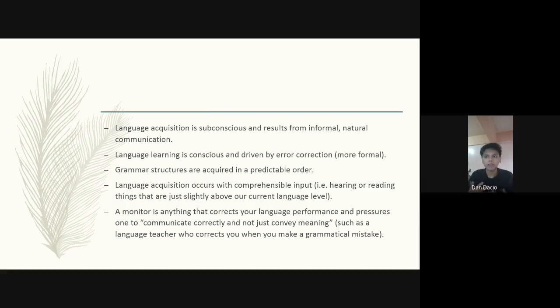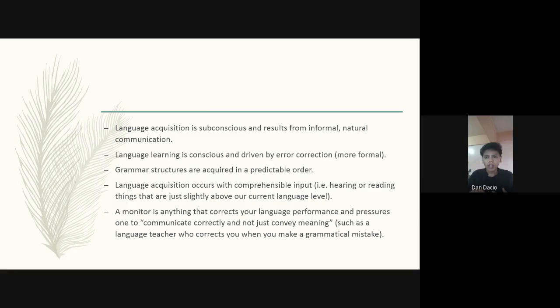So naniniwala siya na pwede tayong matuto through informal and natural communication. Language learning is conscious and driven by error correction. So parang, as a student, naniniwala din tayo na if you make mistakes, it means you are learning. So si Crashes, naniniwala din siya sa ganun, na parang language learning is conscious and driven by error correction.